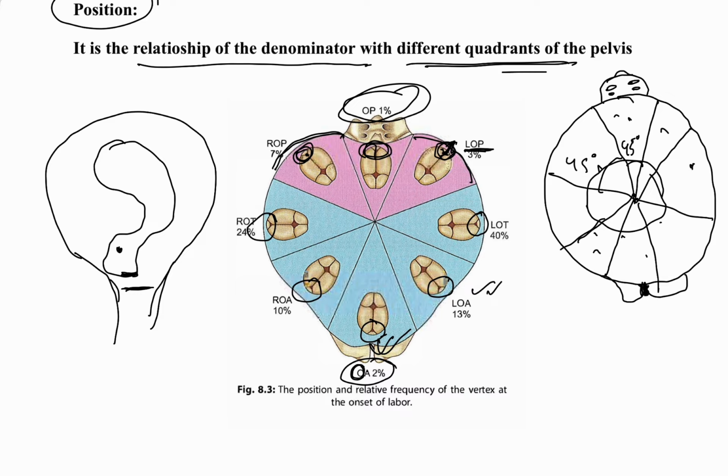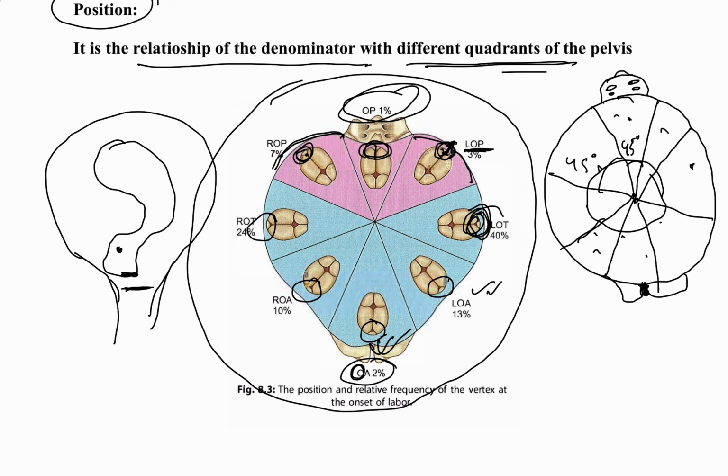So this is position, which indicates the relationship of the denominator, which in our example was the occiput, because the baby is in a cephalic presentation with the vertex being the presenting part. So the denominator in this case is occiput. So this relationship is actually known as the position, and I think I was able to describe all the terminologies. These are all the different terminologies that are used in different gynecological and obstetrical cases.